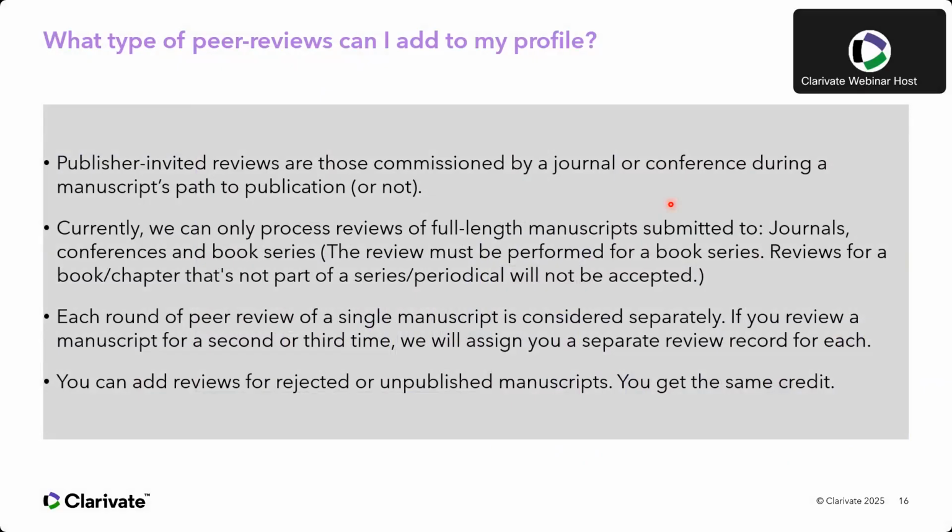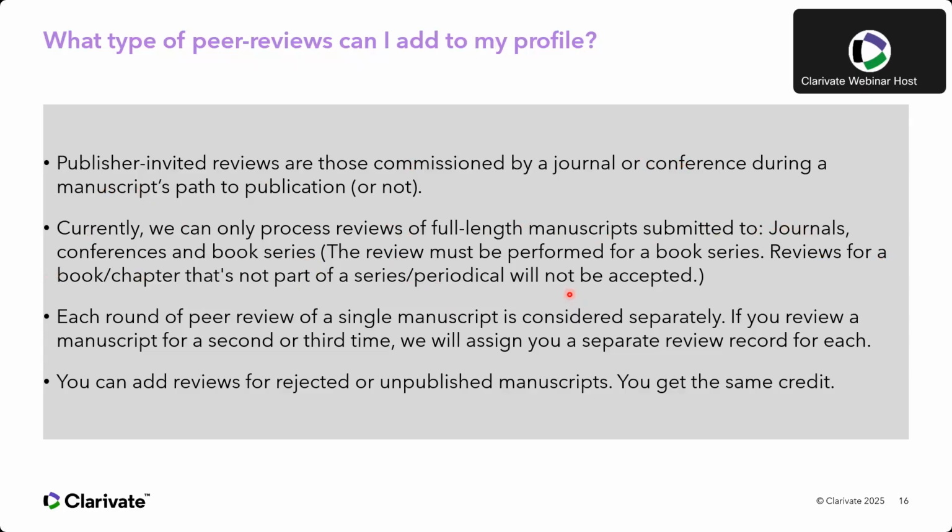So there are different types of peer reviews. The first one is called publisher invited reviews. This is basically when you receive an invitation, an email from a journal. They invite you to review a manuscript based on your expertise. So they identified you as someone who's an expert in the field, who can read, understand that manuscript, and provide the review. Okay. Same process with conferences. Right now, in the Web of Science, we can only process reviews of manuscripts submitted to journals, conferences, and book series. Okay. A review for a chapter or a book that is not part of a series or periodical are not accepted yet in the Web of Science.